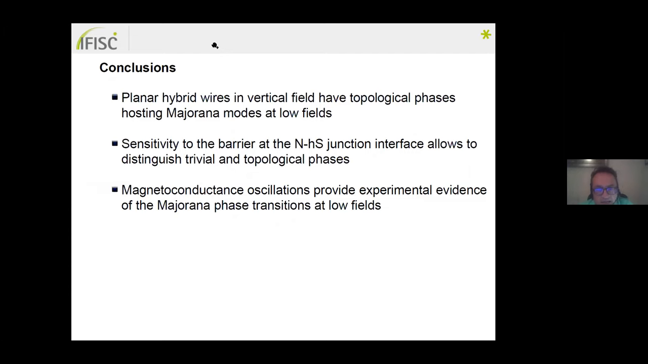And with that, I am at my conclusions. Planar hybrid wires in vertical field have topological phases hosting Majorana modes at low fields. This is because of the relevance of the orbital field effect. The conductance of the normal-hybrid superconductor junction is sensitive to the barrier at the interface, and this barrier leads to deep conductance dips that allow one to distinguish trivial and topological phases. And we have also shown evidence indicating that these dips, or low-field magnetoconductance oscillations, provide experimental evidence of the Majorana phase transition at low fields.